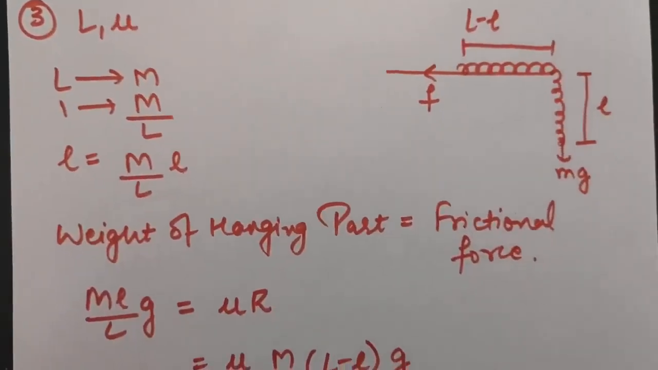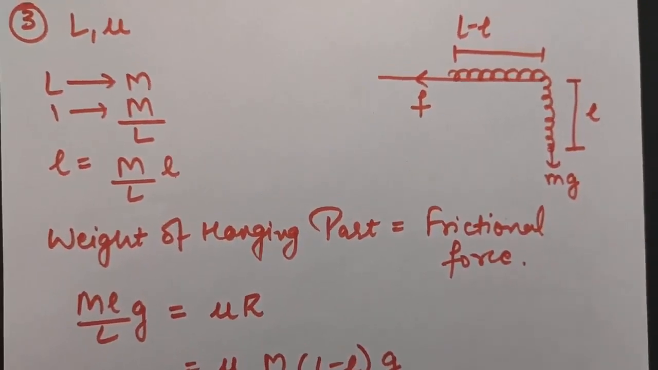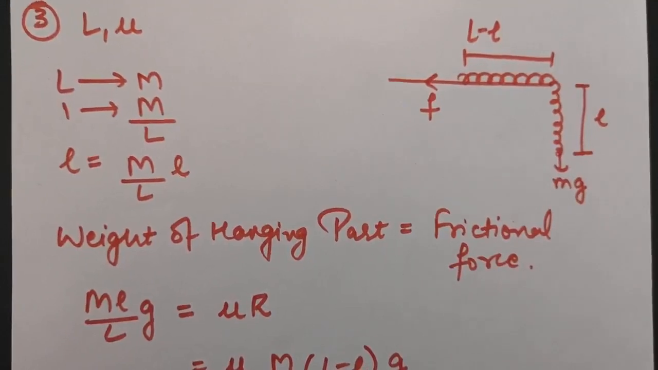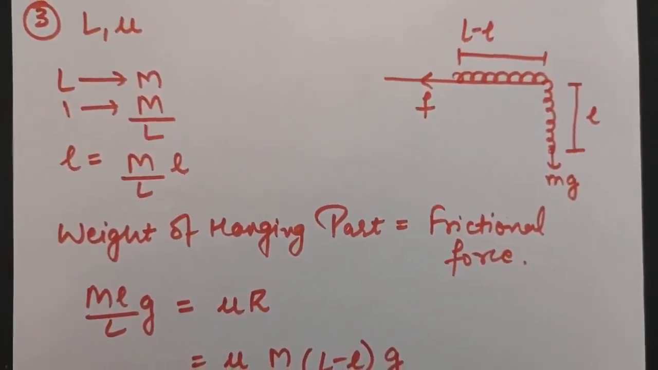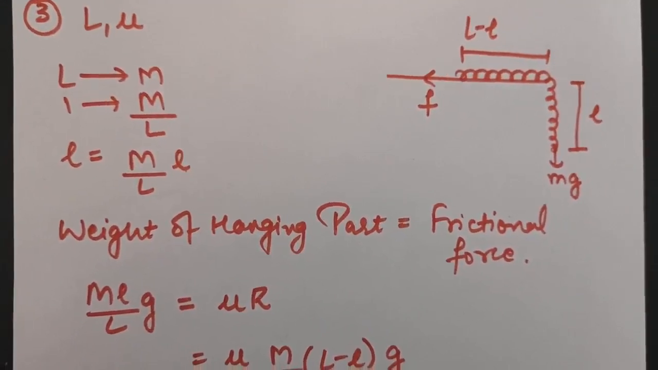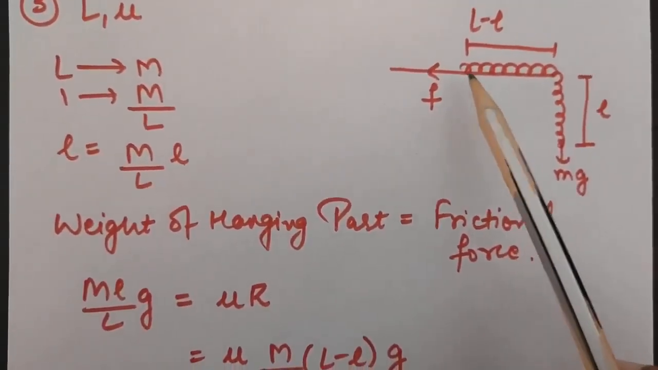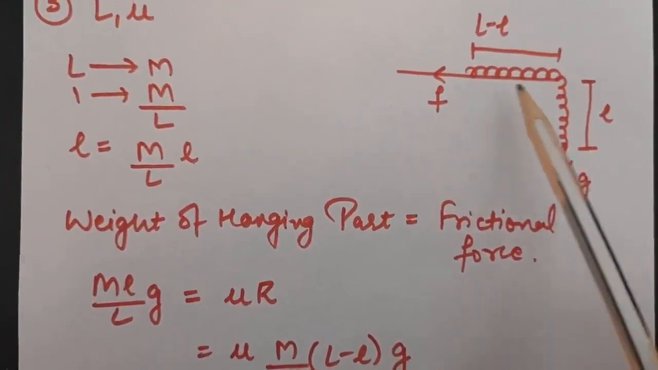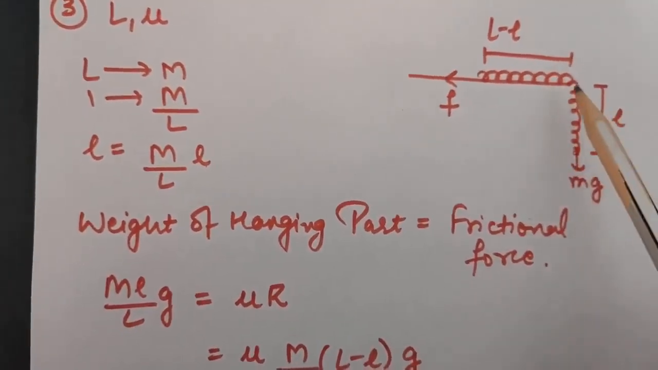Okay, so the third question says a homogeneous chain of length L lies on a table. The coefficient of friction between the chain and the table is mu. Then what will be the maximum length which can hang over the table in equilibrium? So see, let us suppose at any instant of time, this is the length. This part of the length is on the table and this part of the length is below the table.